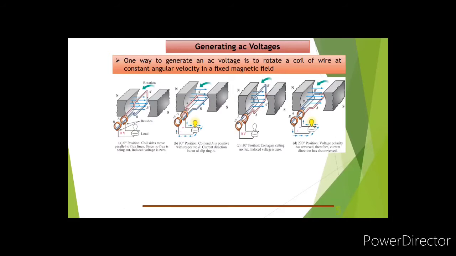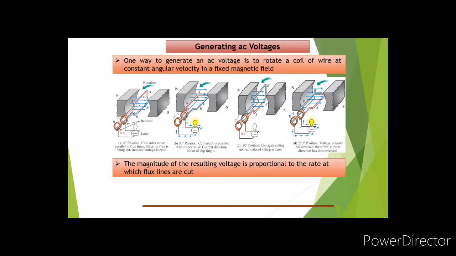There is no flux linkage with the coil. In the second position at 90 degrees, coil A is positive, and the coil B current direction is out of the slip ring. When the coil rotates to 180 degrees, see this position C, the coil is again cutting no flux, and the induced voltage is 0.